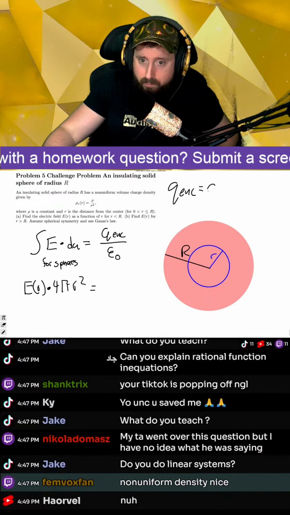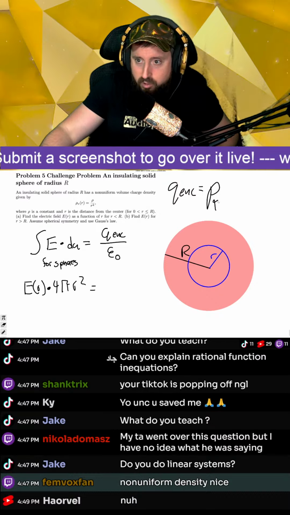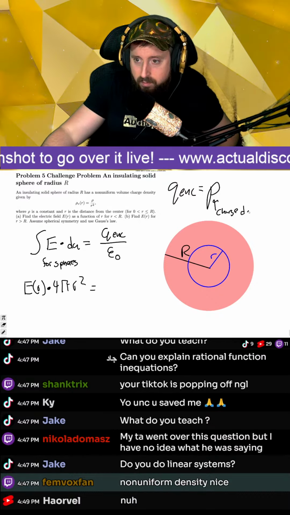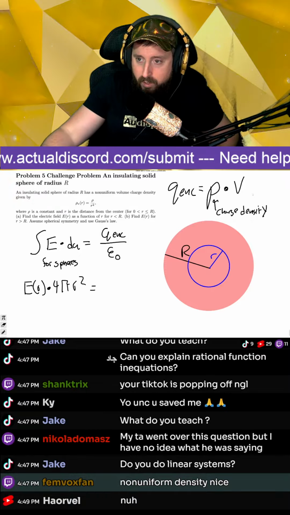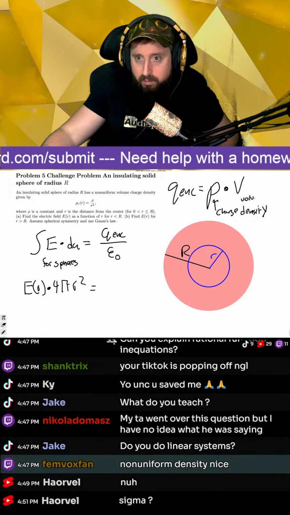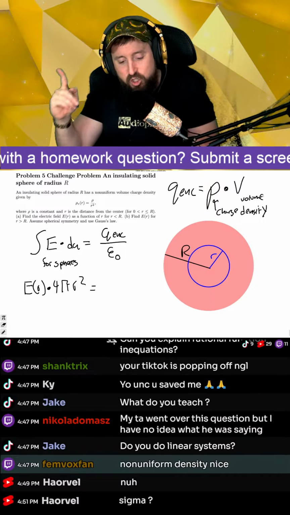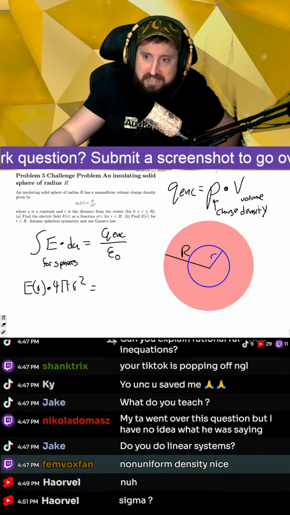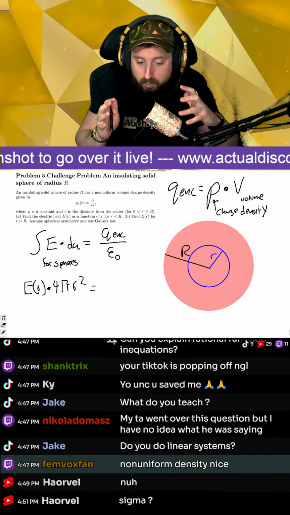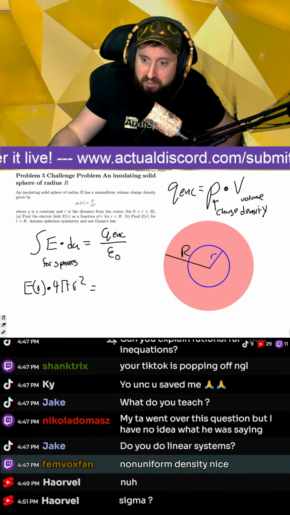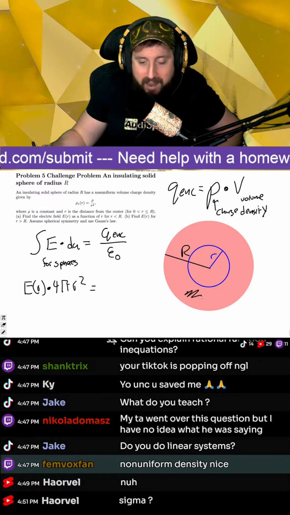you would just do charge density, rho. Sorry, not sigma, rho. Sigma is surface charge density. So this is charge density, and then you would multiply it by the volume. This is usually how you would do it. The issue is this assumes that the distribution of the charge is uniform, which means I have the same amount of charge per unit volume at the center versus out at the edge.